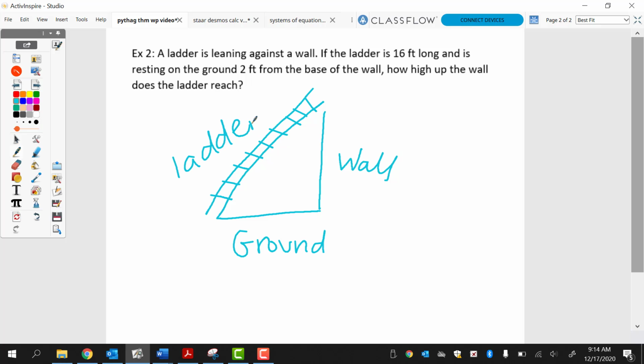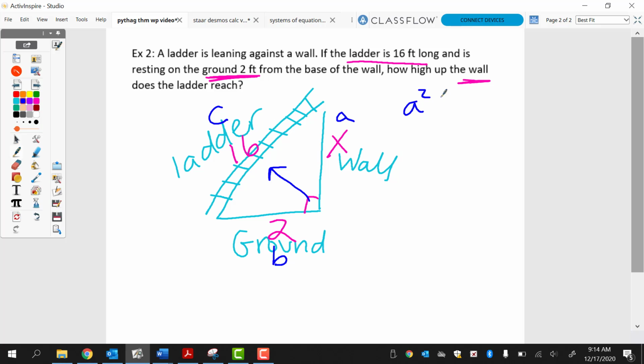Ladder. Now, they told me some numbers in the question, so let's read. The ladder is 16 feet, so I'm going to put 16 on the ladder. It's resting on the ground 2 feet from the wall. So on the ground, I'm putting 2. How high up the wall? That's X. That's what I want to know. So here's my question. This is a right angle, if we are not aware. So now I can go ahead and label. So across from 90, that's my C, my hypotenuse. And I got my A and B.